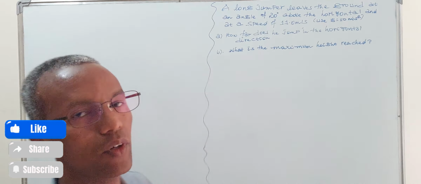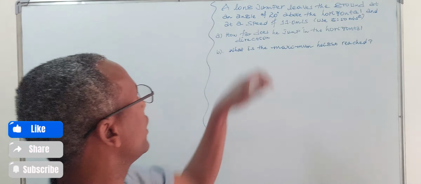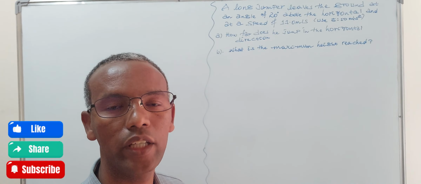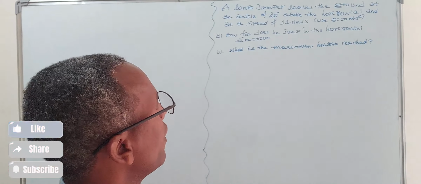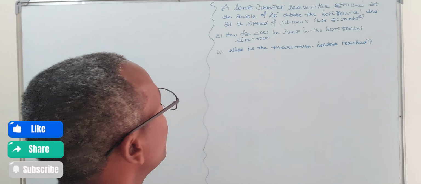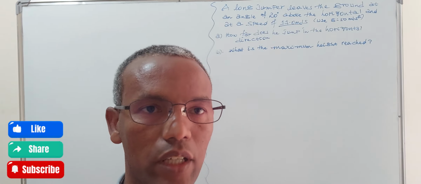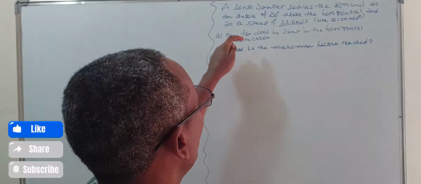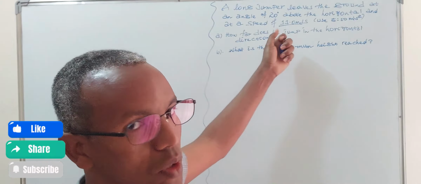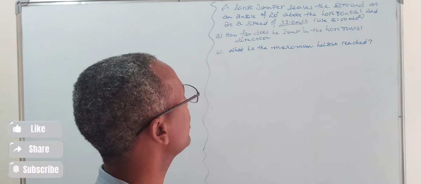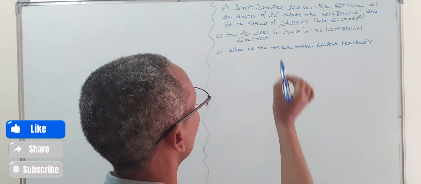Question 4 says that a long jumper leaves the ground at an angle of 20 degrees above the ground in the horizontal direction with a speed of 11 meters per second. The question is requesting you to calculate the horizontal displacement as well as the maximum height of the jumper.